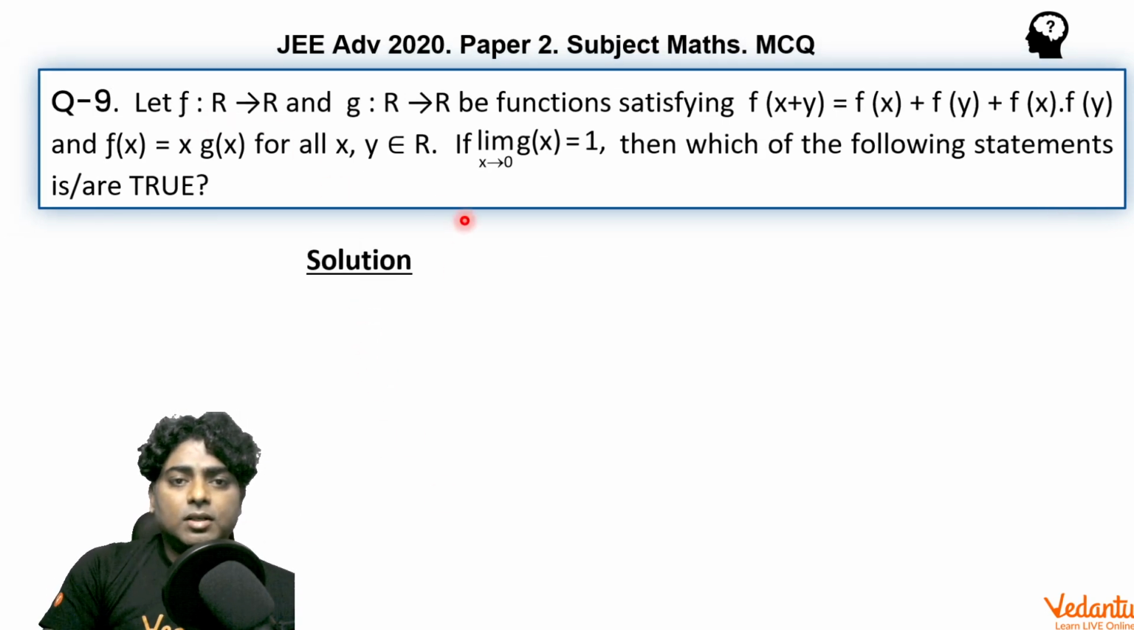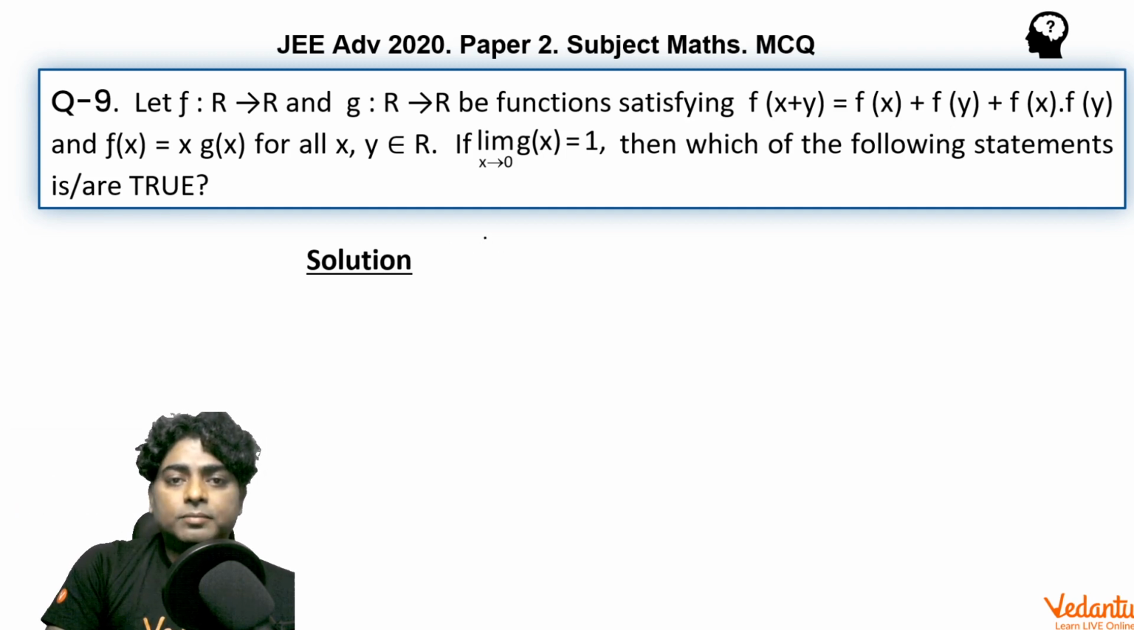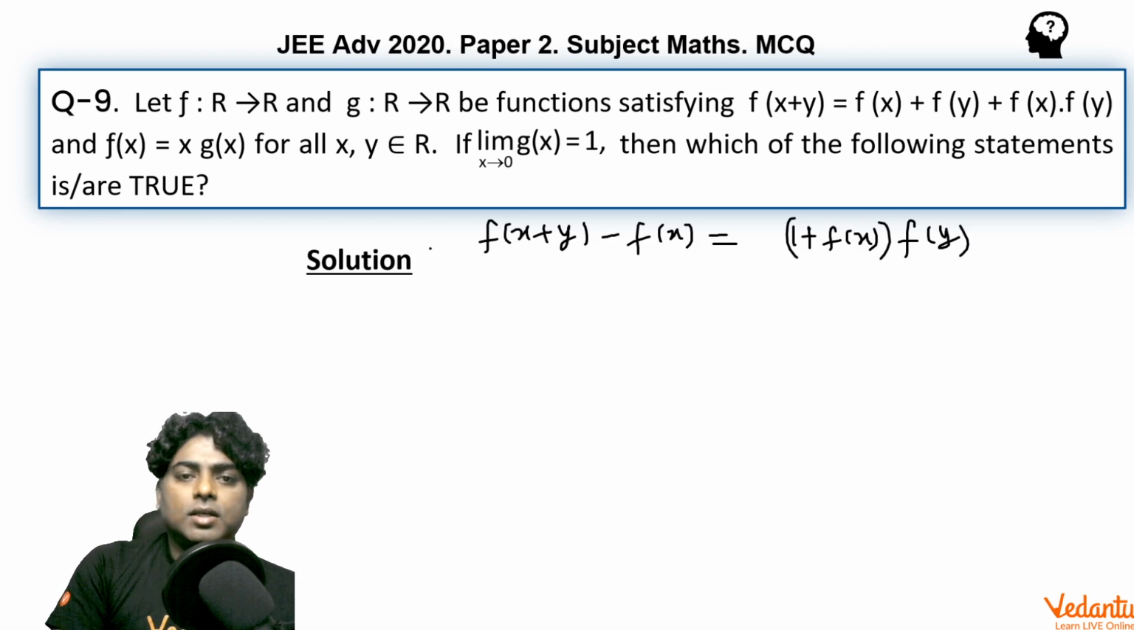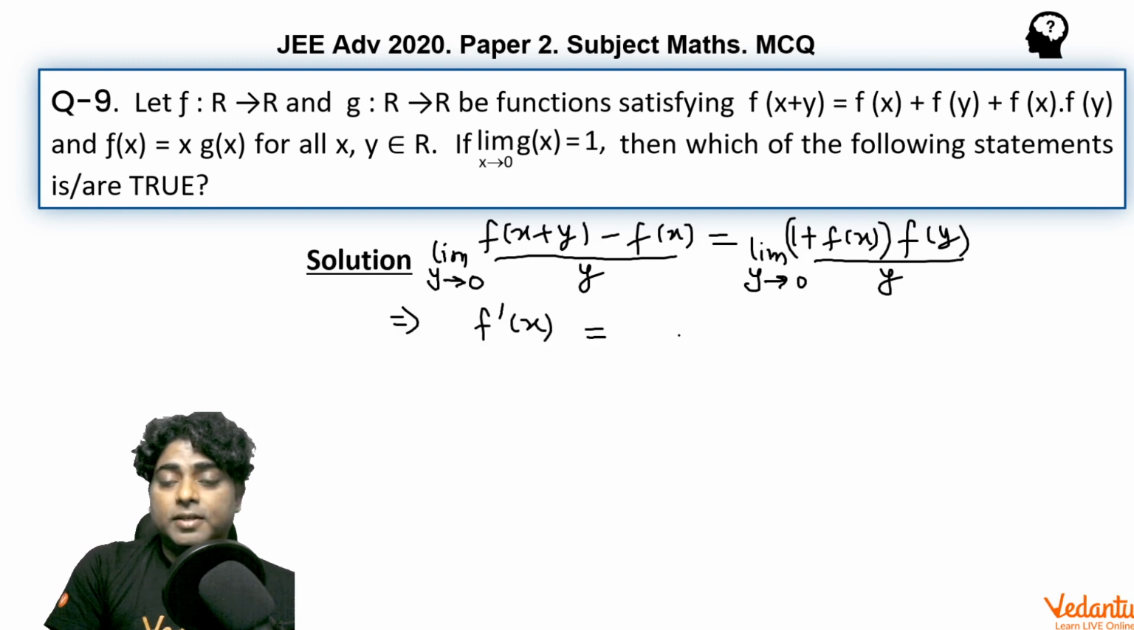Let's check another page. I'm rearranging the given relation like this: f of x plus y minus f(x) is equal to, if I take f(y) common, then 1 plus f(x) from the remaining two terms, into f(y), and I am going to divide this by y. Why am I doing this? Because in this way I will put the limit y tending to 0. So on the left hand side I have made f dash x, which was needed to be checked.